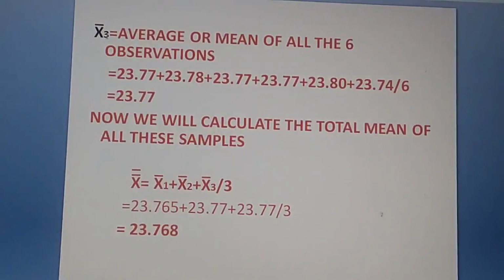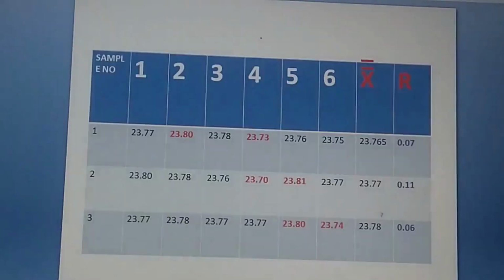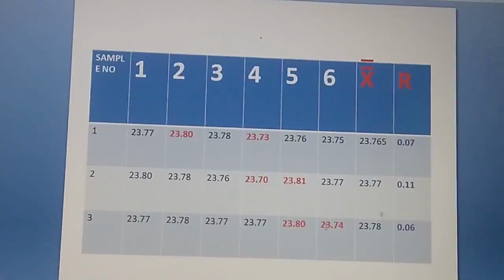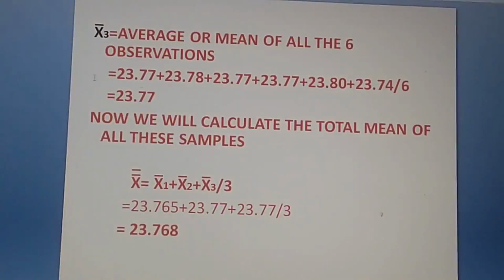Similarly, for the third sample, x3 bar is calculated, and it is the average or mean of all the 6 observations. So x3 bar is equal to 23.77 plus 23.78 plus 23.77 up to 23.74 divided by 6, which is equal to 23.77.